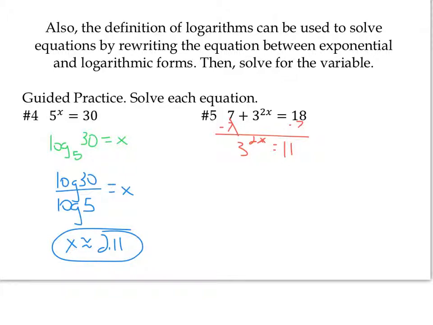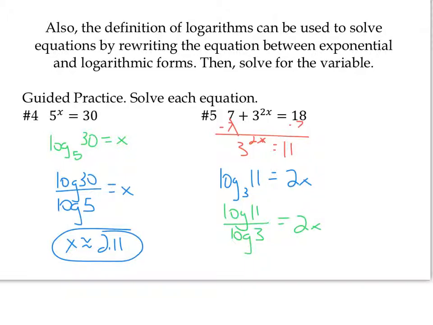Now I can rewrite this in logarithmic form. So I'd have log base 3 of 11 equals 2x. And now when I calculate this using change of base, and I have log 11 over log 3 equals 2x, we're going to have to remember then to divide that answer by 2.